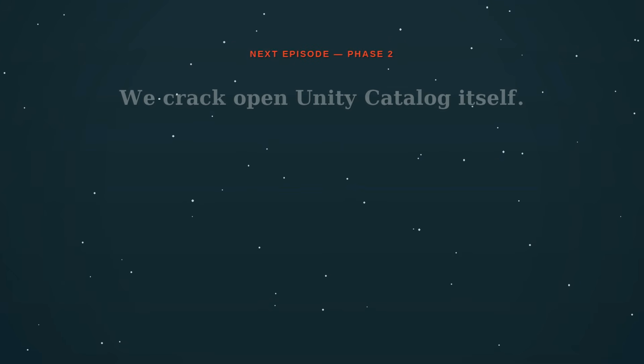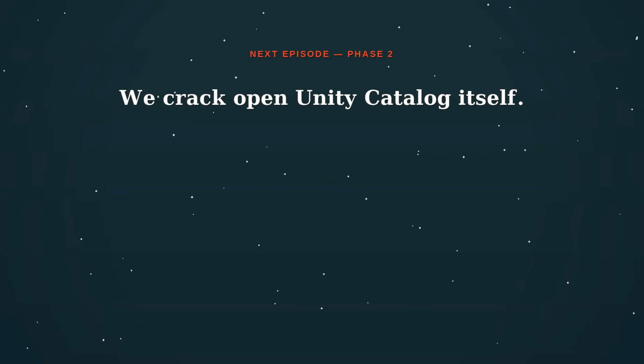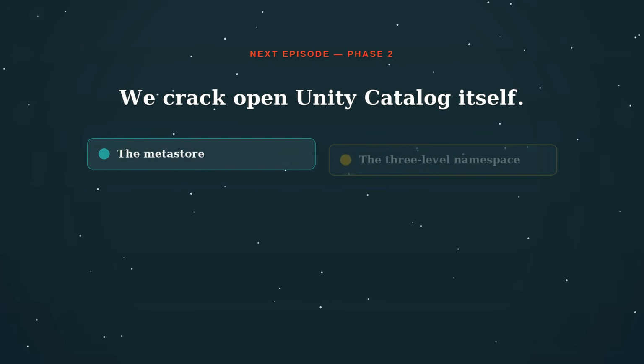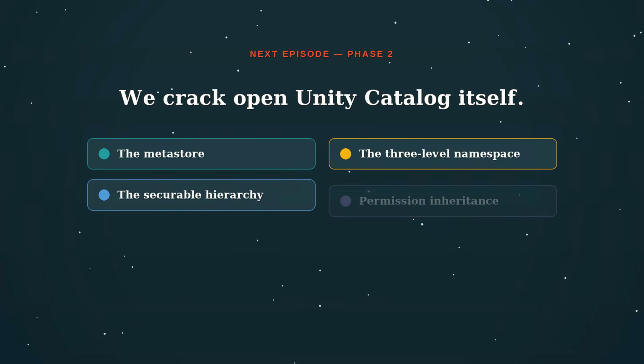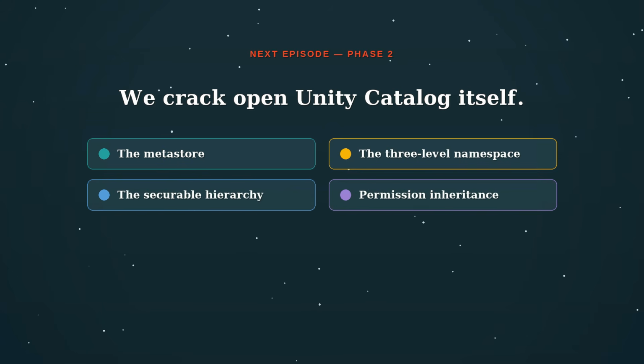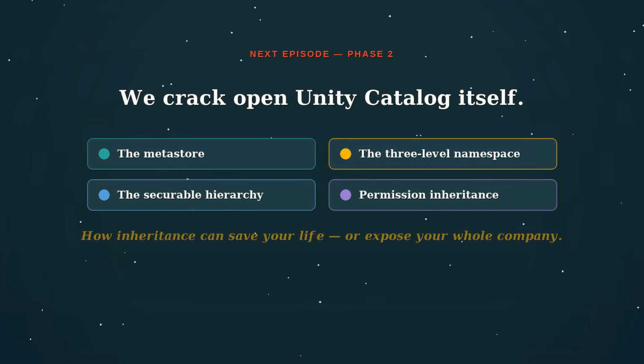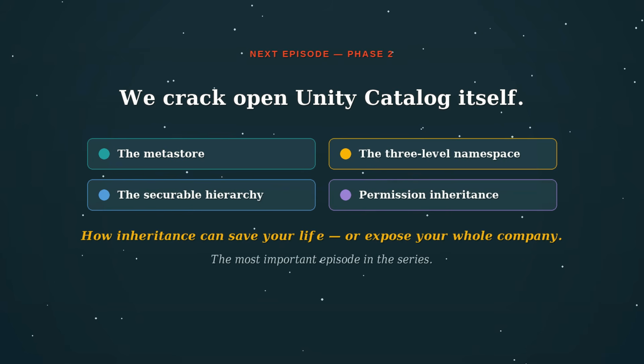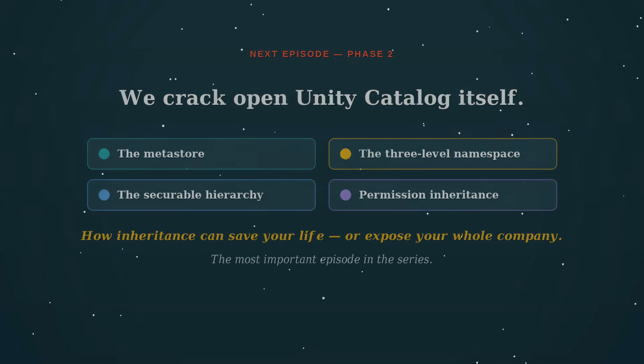In the next episode, we crack open Unity Catalog itself: the metastore, the famous three-level namespace, the securable object hierarchy, and how permission inheritance can either save your life or accidentally expose your entire company's data. It's the most important episode in the series, so you don't want to miss it.